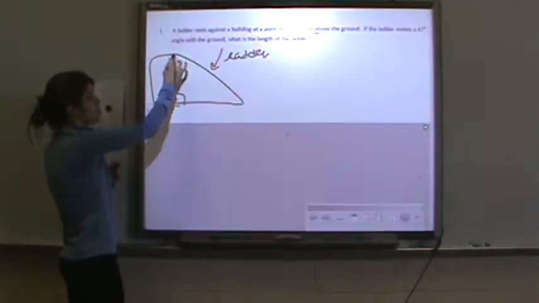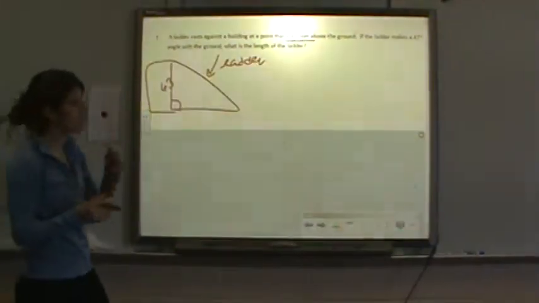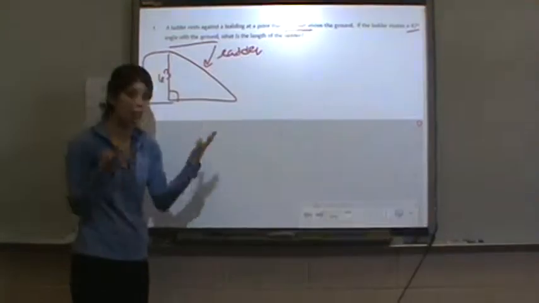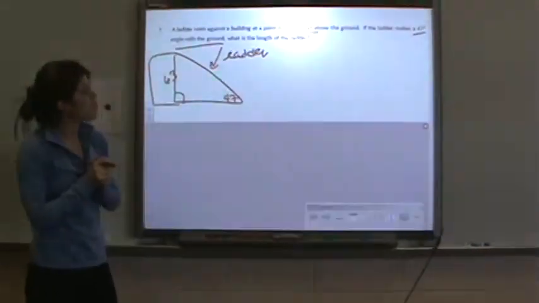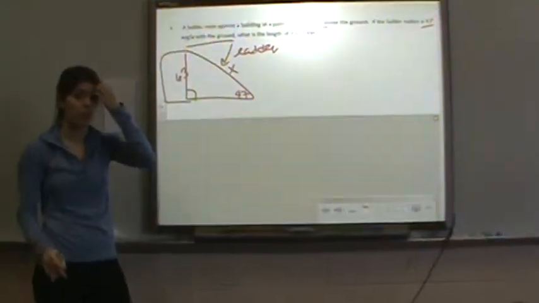So the ladder's hitting a point 63 feet above the ground. So this is 63 feet. If the ladder makes a 47-degree angle with the ground, so that's our angle of elevation. So that's right here, 47 degrees. What is the length of the ladder? So remember, this is the ladder, so this is what we're searching for.